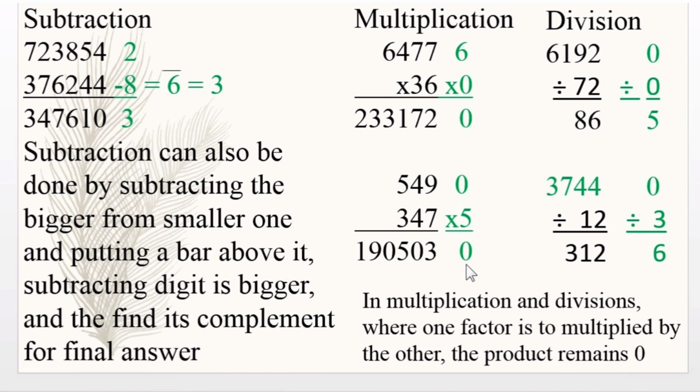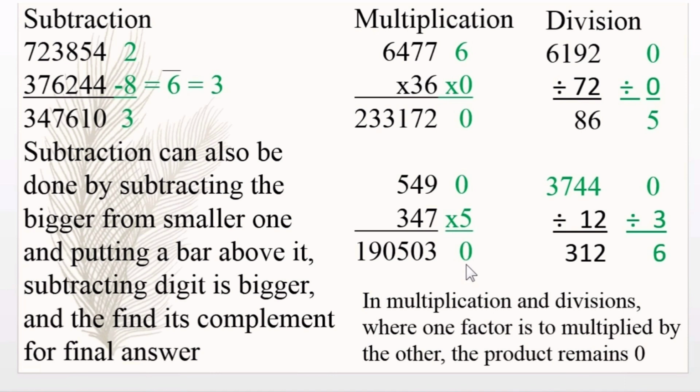Now let's take the example of division. So I have divided 6192 by 72. So 6192 has the digit sum 0, and 72 also has a digit sum 0. But this quotient has digit sum equal to 5. So when we multiply 0 with 5, we get 0. And here if we see that if this is 0, then the product of these two must be 0.